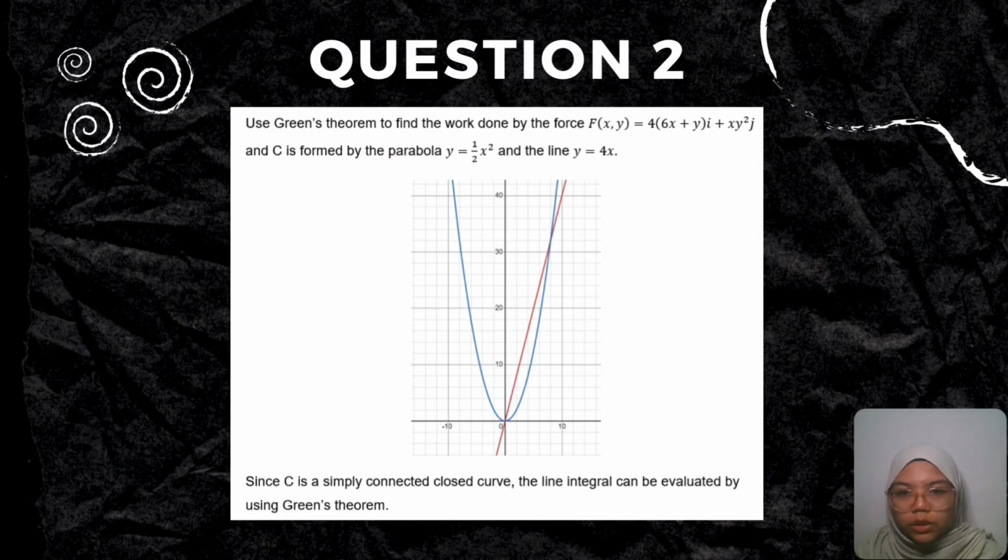For question number 2, use Green's theorem to find the work done by the force F(x,y) equals (4 (6x plus y))i plus xy squared j, and C is formed by the parabola y equals 1 over 2 x squared and the line y equals 4x. Since C is a simply connected closed curve, the line integral can be evaluated by using Green's theorem.